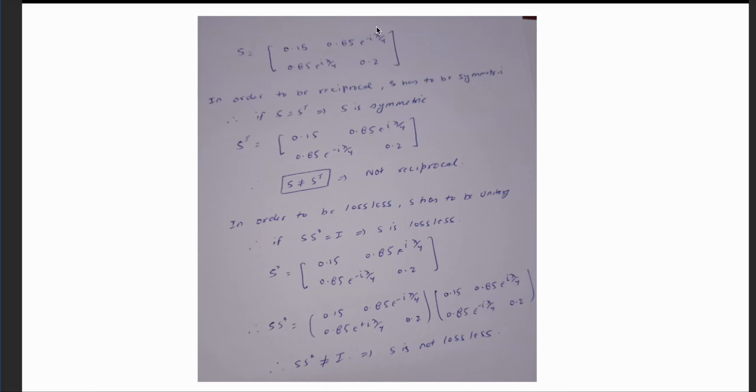Here you have a factor of e power minus iota pi by 4, and here you have a factor of e power iota pi by 4. That means it's a non-reciprocal network. Now, in order to be lossless, your S times S star, that is the complex conjugate, should be identity. If you take the complex conjugate, you basically replace iota by minus iota. If you calculate S star this way, you will not get an identity matrix. That means S is not lossless, so it's a lossy line.